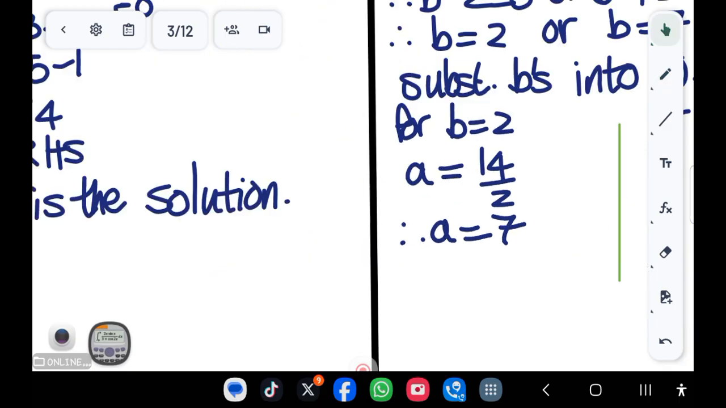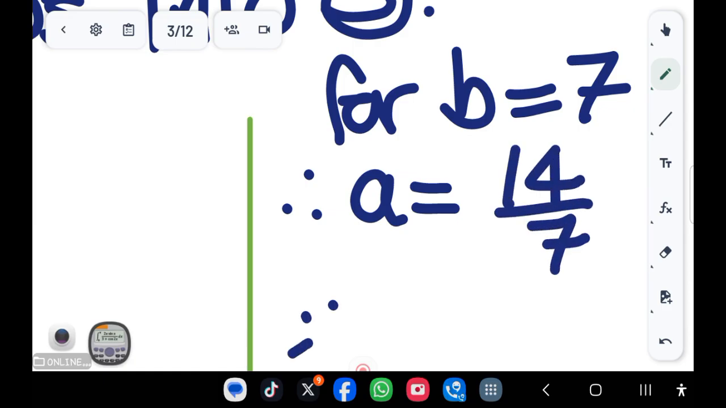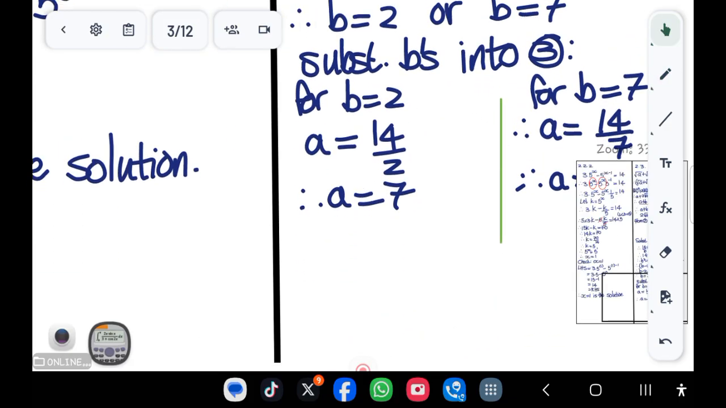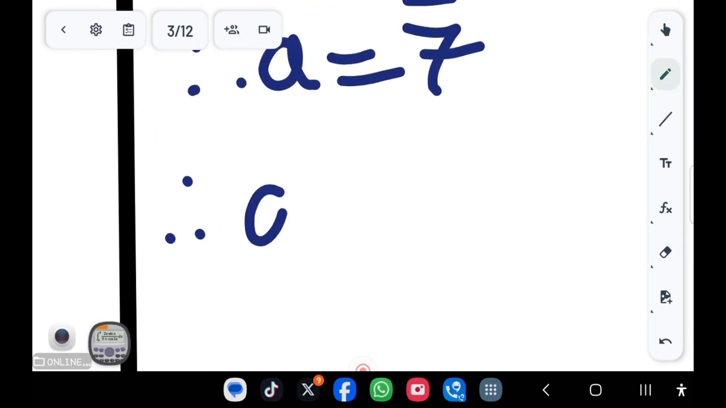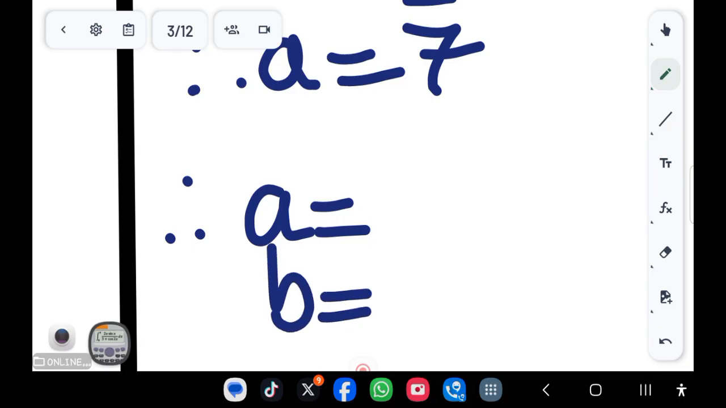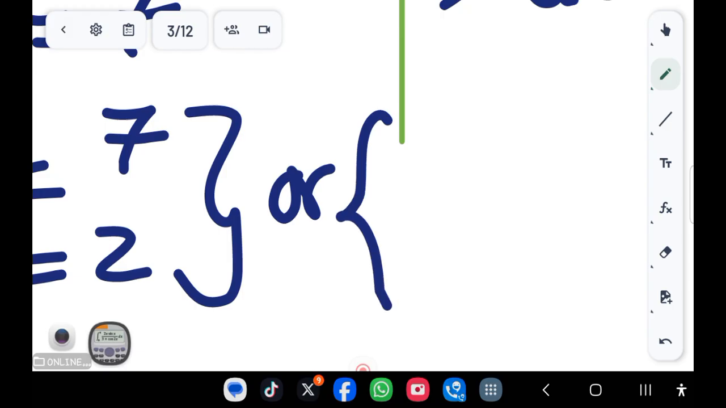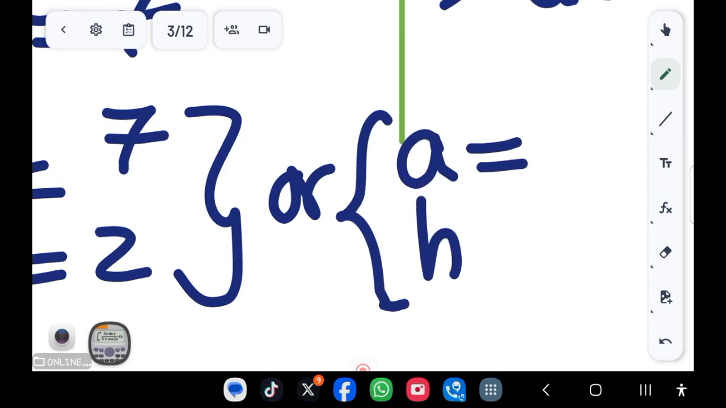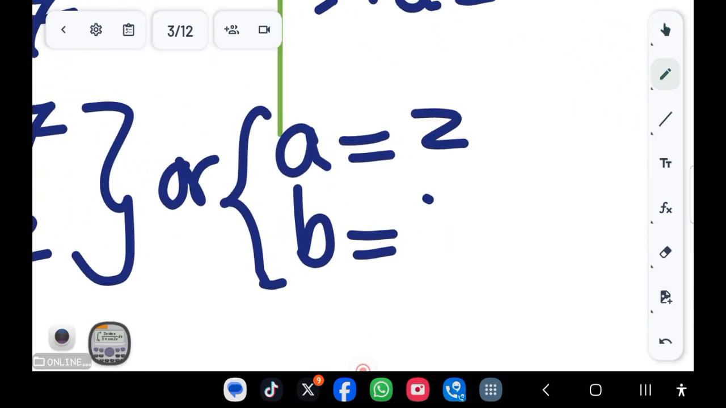And on the other side, when b equals 7, a equals 14 over 7, and that gives us a equals 2. So here we've got our a is 7 and b is 2, or this combination, a equals 2 and b equals 7.